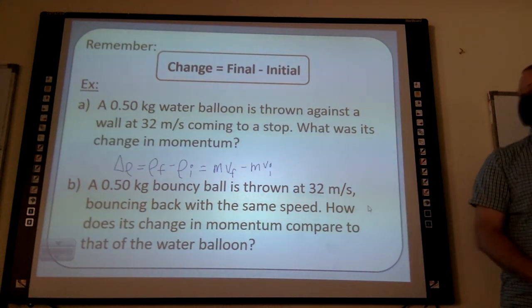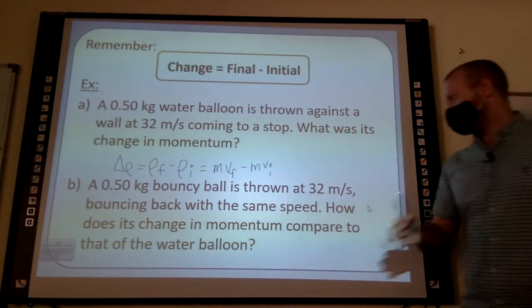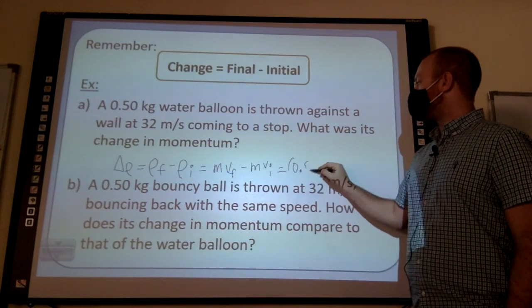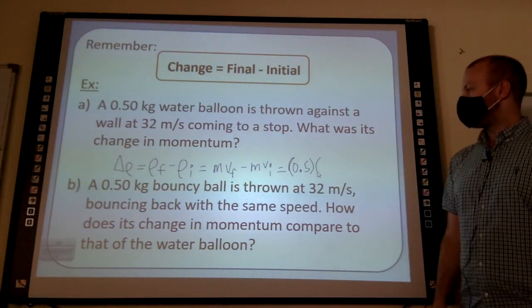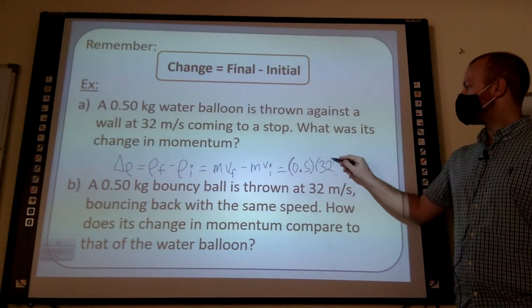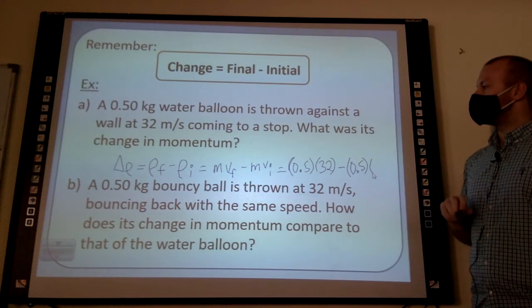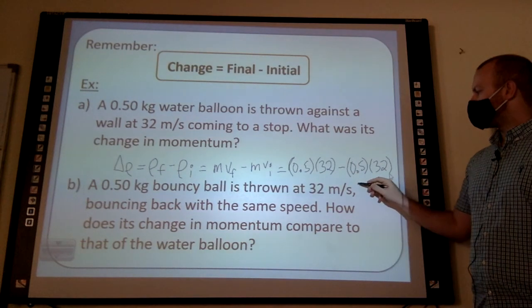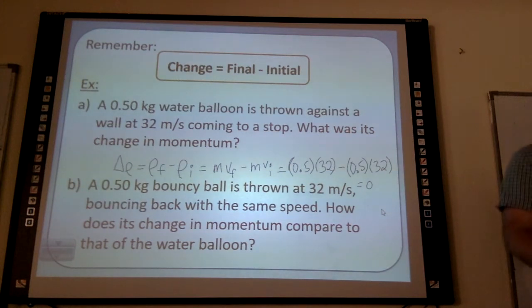So I have all these values. The problem is, let's try and figure this out. So the mass is the same. We've got 0.5. What is the final momentum? 32 minus the mass, and what's the initial speed? 32. So it's going to be 0. Does that make sense? Because when it goes, it comes back at the same speed. So it doesn't really make a change.